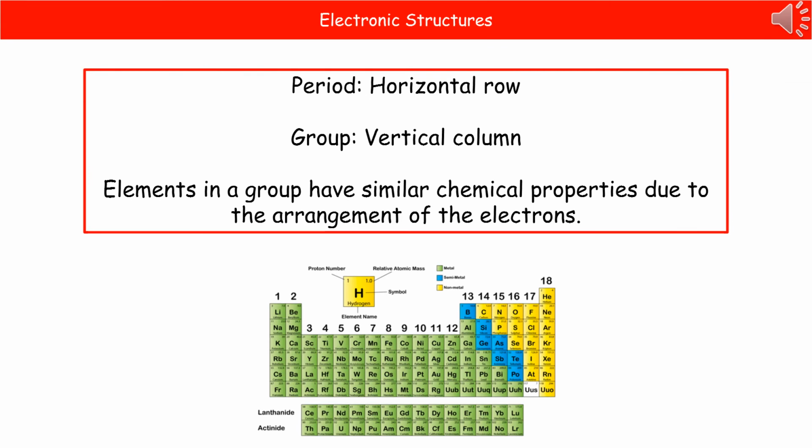When it comes to looking at the periodic table on your datasheet, hopefully we remember those two key facts. The periods are the horizontal rows and the groups are the vertical columns. Any elements in the same group have similar chemical properties because of the arrangement of the electrons. And remember, the group number tells us the number of electrons in the outer shell.